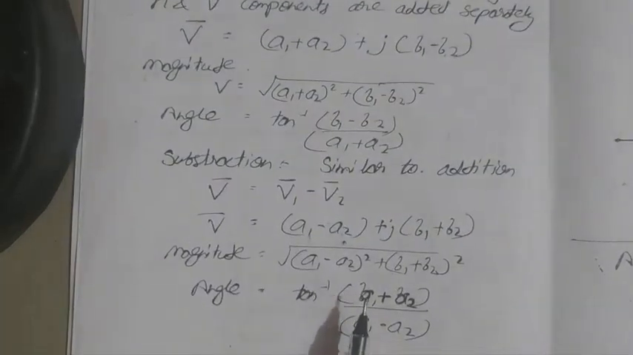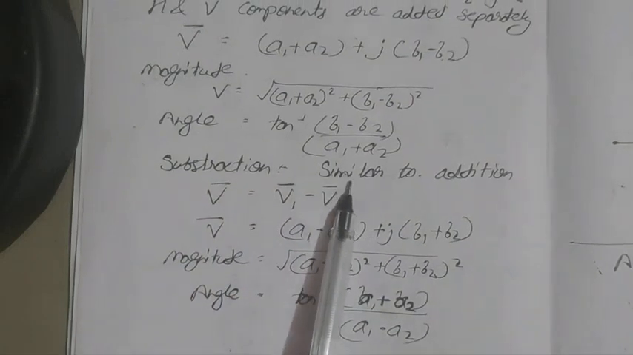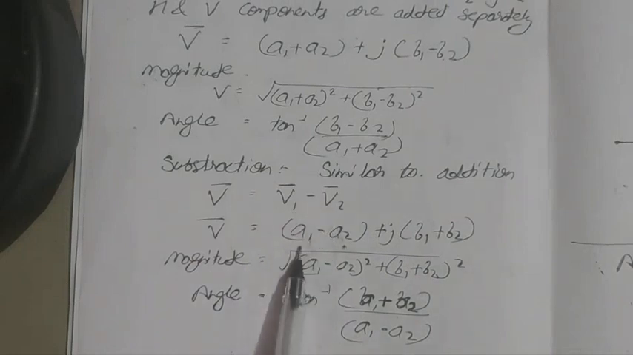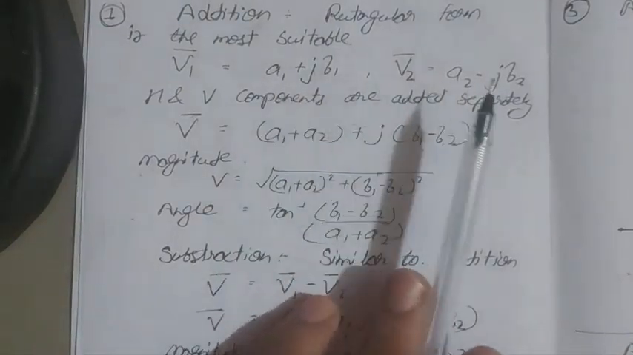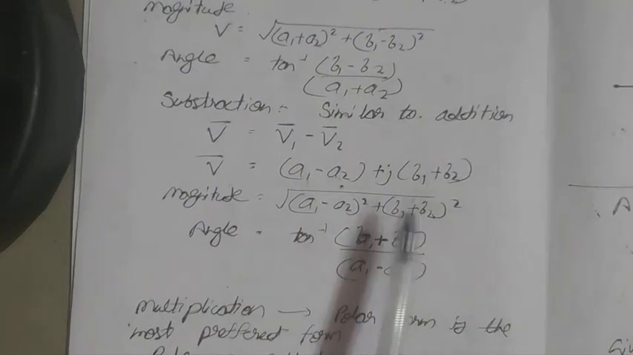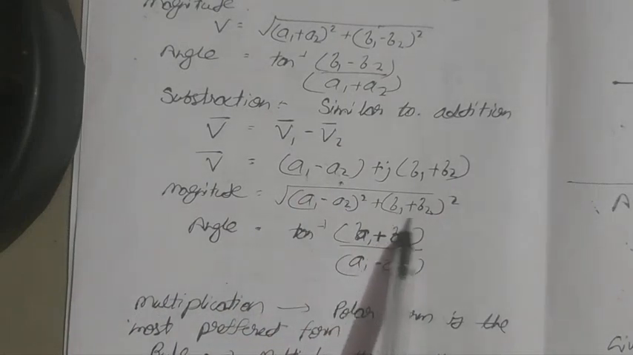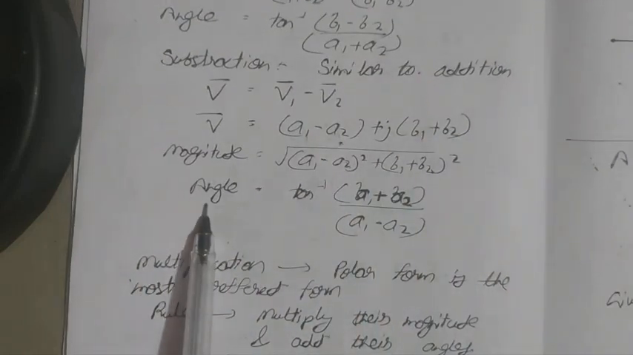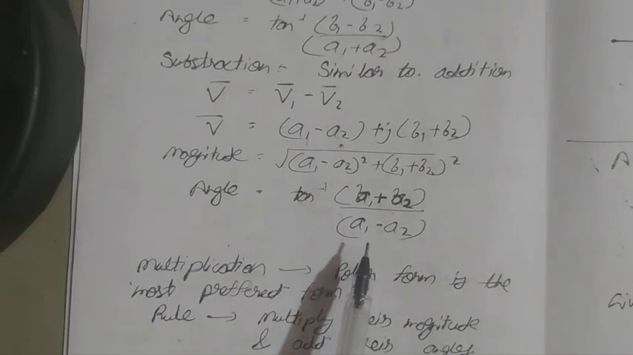After that, subtraction of phasors. So subtraction के लिए भी रेक्टेंगुलर फॉर्म को ही बहुत सुटेबल माना जाता है. सो V1 बार माइनस V2 बार, A1 माइनस A2 एंड B1 माइनस B2 इज इक्वल टू B1 प्लस B2. सेपरेटली अलग अलग हो गए ये दोनों. फिर से मैग्नीट्यूड होगा सिमिलरली रूट ऑफ A1 माइनस A2 का होल स्क्वायर प्लस B1 प्लस B2 का होल स्क्वायर, सिमिलरली टू एडिशन. And angle is equal to tan inverse (B1 plus B2) vertical component upon horizontal component (A1 minus A2).